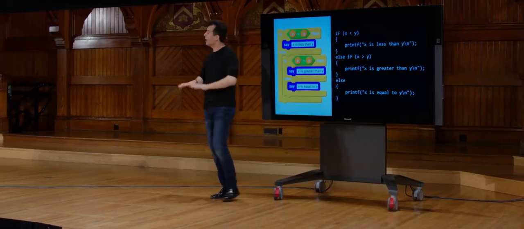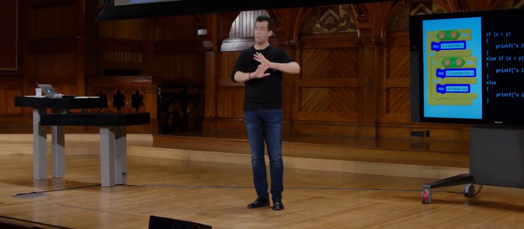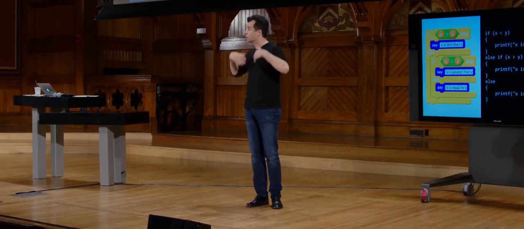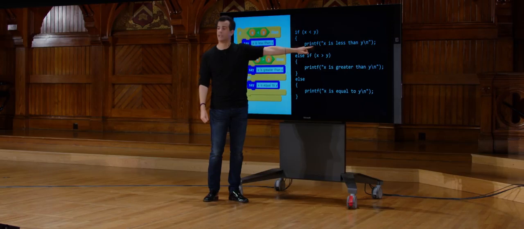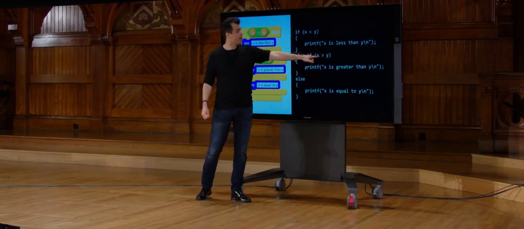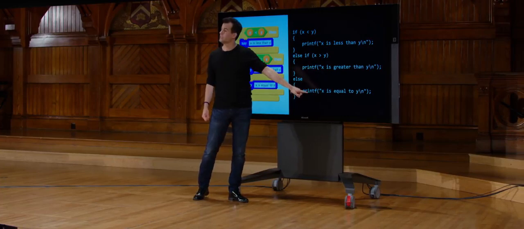And of course, x and y, which in this context are assumed to be variables, like x and y in algebra. Where do they come from? I have no idea. In this context, we're just assuming this is part of a bigger program. So if x is less than y, print out x is less than y. Else, if x is greater than y, print out x is greater than y. Else, print x is equal to y.